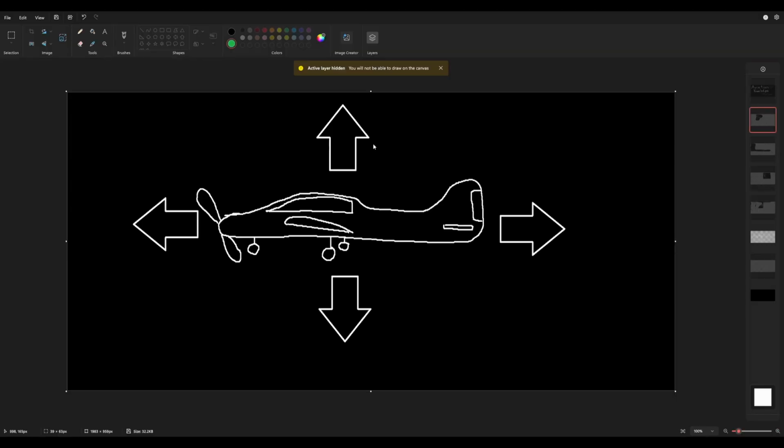Alright, so now let's talk about the four forces of flight. So we have a diagram here of an aircraft and the four forces surrounding it. There's an upwards force, downwards force, forwards force, and rearward force.